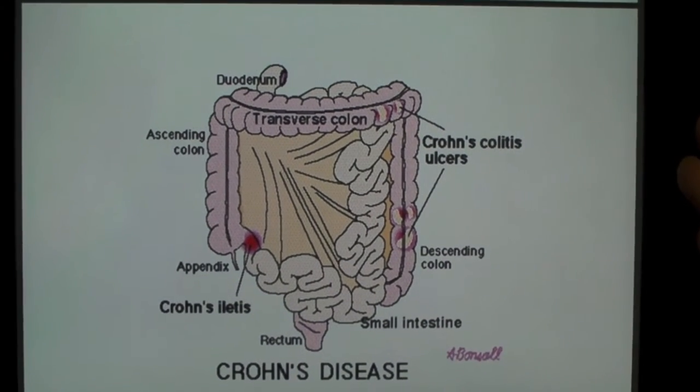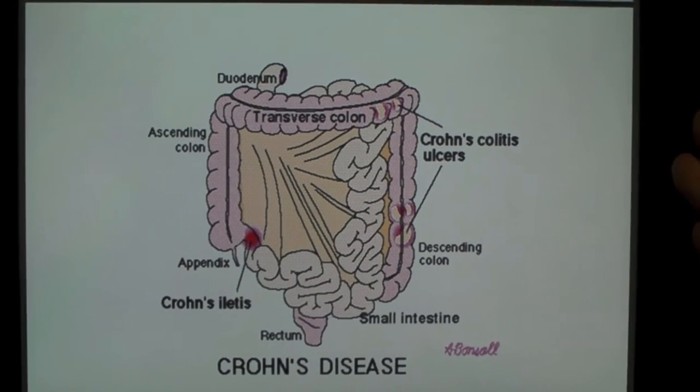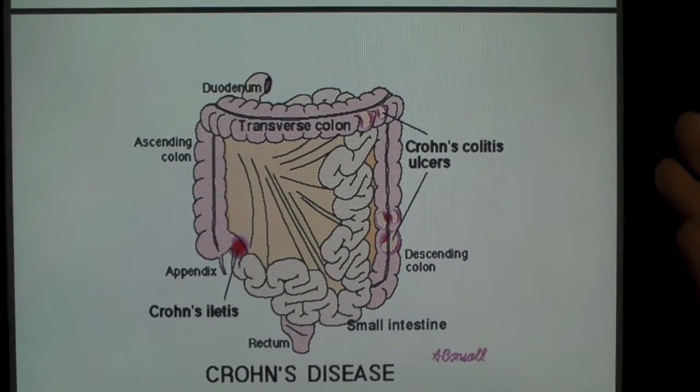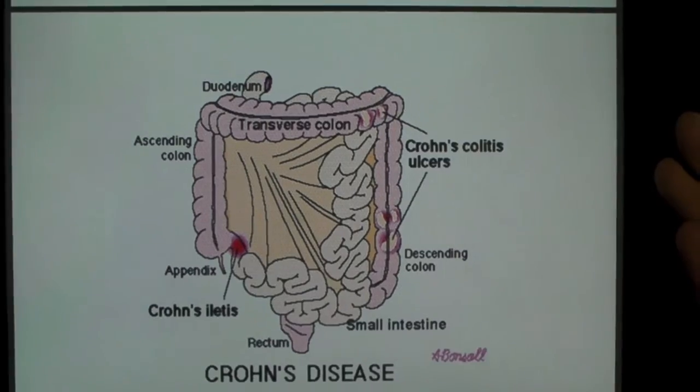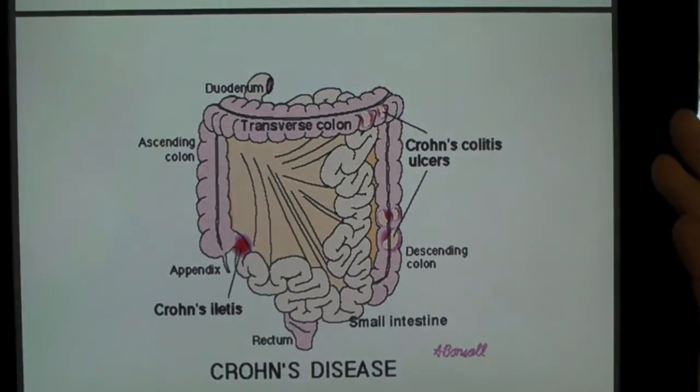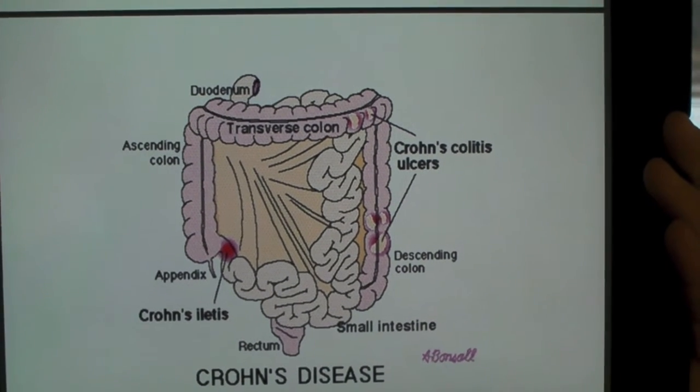The appendix is very close to one spot where Crohn's disease affects your large intestine. You can get ulcers in your large intestine over here, in these spots. This is called Crohn's colitis.